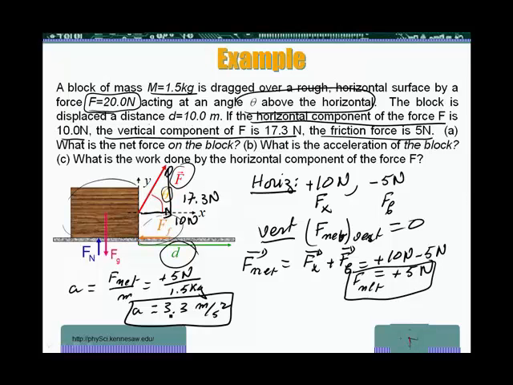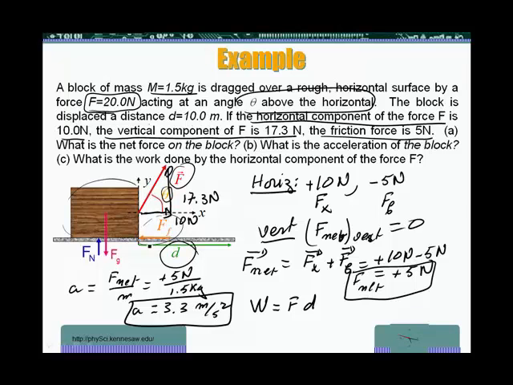my part B, the acceleration. Now the last question is, what is the work done by the horizontal component of F? Now the work done is F times D. That's the definition. Now we need to check how much of F is parallel to D.